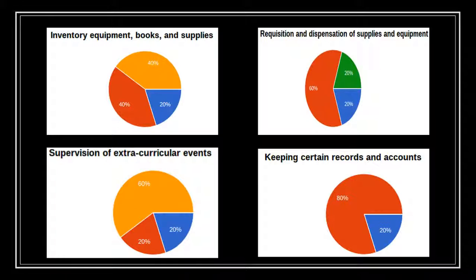Starting up in the upper left-hand corner, inventory of equipment, books, and supplies. At elementary level, that actually happens with the building administrator. They make sure that everyone has the books, has the supplies they need. Or at the high school level, usually department heads do that. So the English department head would make sure that teachers have the requisite books that they need. Supervision of extracurricular events was much more critical at the high school level because there are so many more extracurricular events happening in the high school level. Requisition and dispensation of supplies and keeping certain records, those were kind of all over the board as well, because at the high school level, there's so much more staff that takes care of those things.